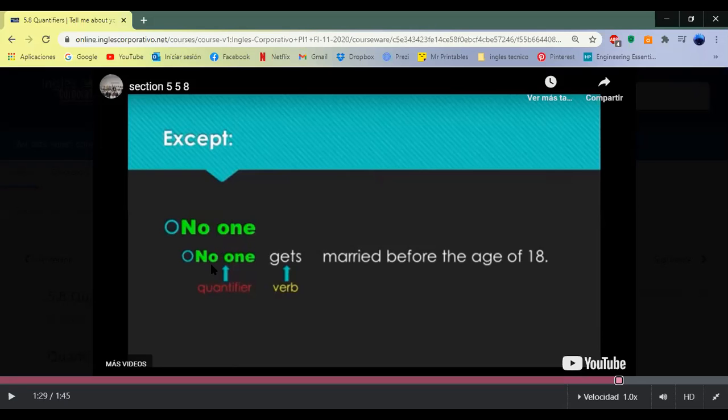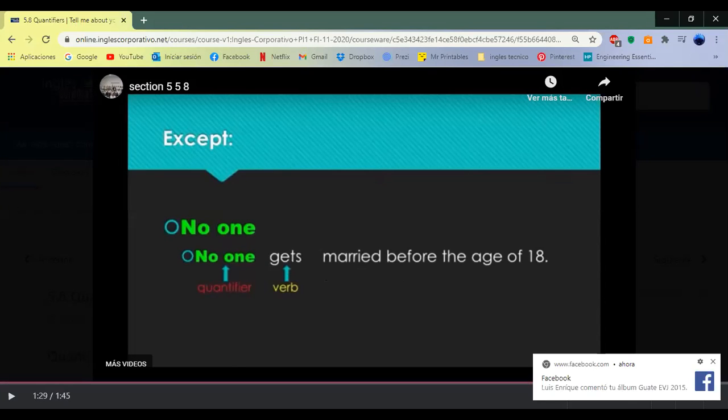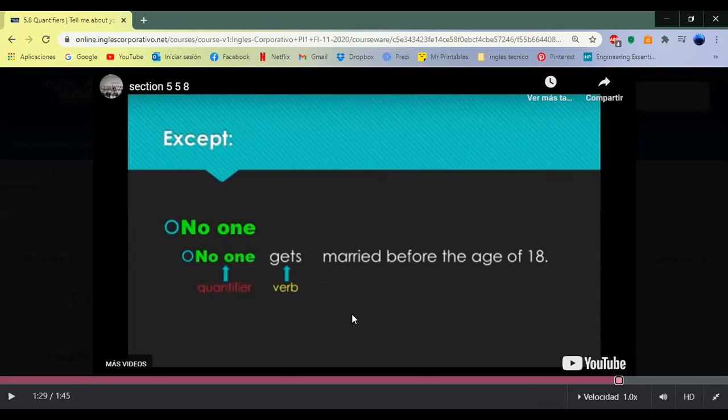So you can say no one in my family wants to have children. No one wants to have children. Nadie quiere tener hijos, for example. Okay. Or as in the example that we have here, no one gets married before the age of 18. Probably here in our country, right? Or we can also say, no one wants to spend a lot of money. Okay? Nadie quiere gastar mucho dinero.